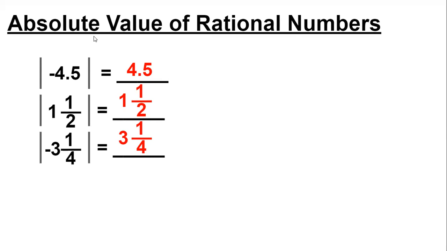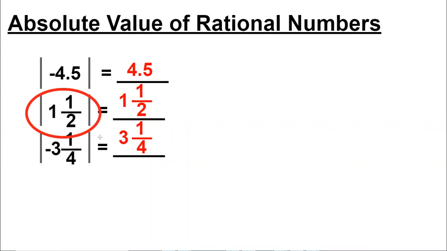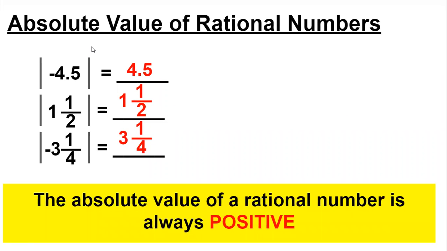Some kids get messed up. So they might see, for instance, this one here and say, oh, the absolute value of positive 1.5 is negative 1.5, but that is incorrect. Absolute value is always a positive distance from 0. So get that clear in your mind so you don't make that mistake. The absolute value of a rational number is always positive, even if the number in the brackets here is positive.